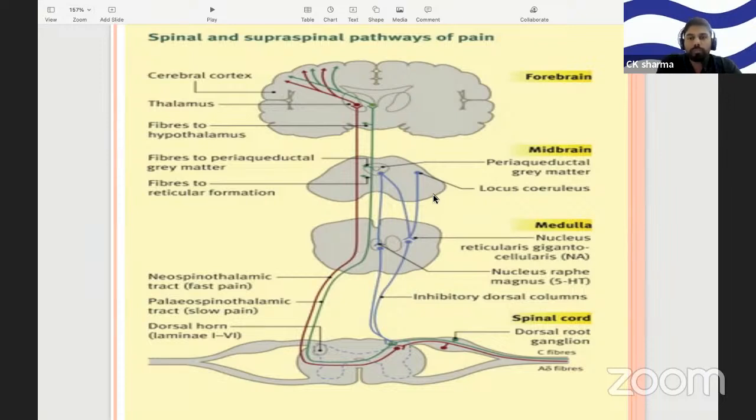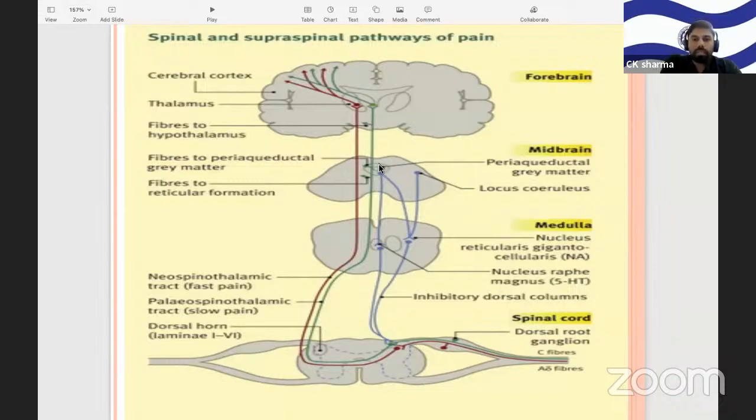Over here we can see the spinomesencephalic tract, that is the midbrain. These terminate in the midbrain, and over here we have the nucleus called the periaqueductal gray matter. This nucleus has a very important role in the modulation of pain that we'll be discussing. So this was the pain pathway, that is the spinothalamic pain pathway. Now we'll be covering our modulation part.